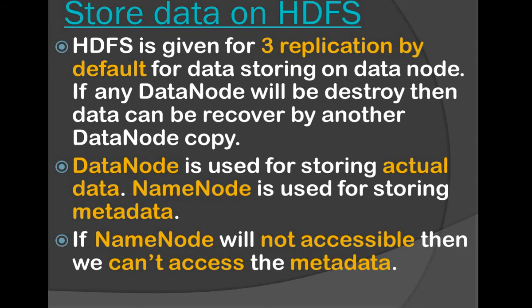So guys, as we know, on HDFS, DataNode, NameNode and secondary NameNode are used for storing purposes. DataNode stores the actual data, whereas NameNode is used for storing metadata. We will see what metadata is after a few minutes. If the NameNode is not accessible, then we cannot access the metadata, because metadata is stored on the NameNode.